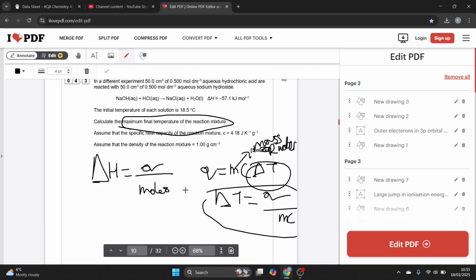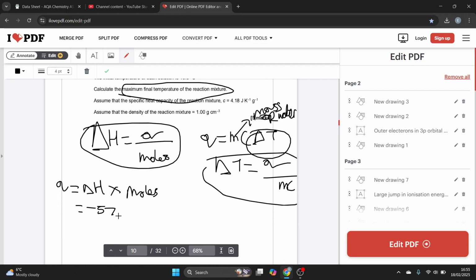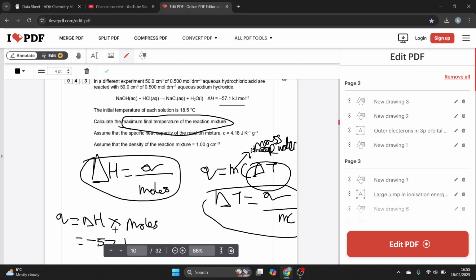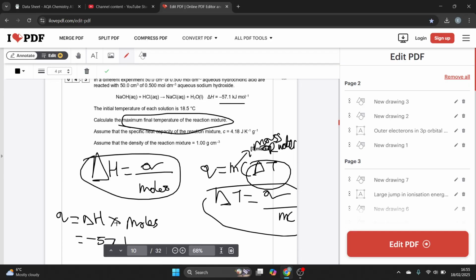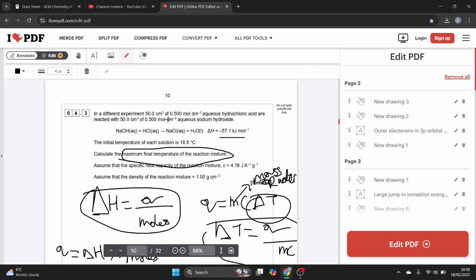So I'm going to keep that like that, but what I can do is rearrange this equation, so I can say Q equals delta H times by moles, and I've got delta H minus 57.1. And now be very careful with your converting between units. So minus 57.1, and now I'm going to times it by the moles, but the moles of what exactly? Well, this, right? So 50 divided by 1000 times by 0.500.